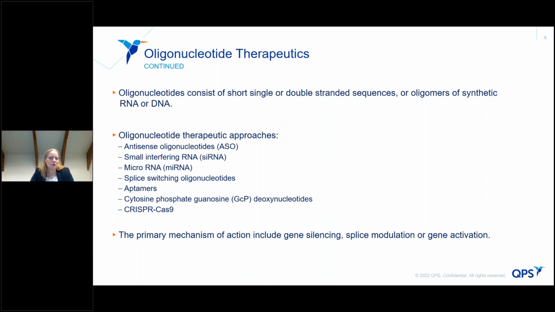There are various oligonucleotide therapeutic approaches available to quantify the oligonucleotides. One of them is the antisense oligonucleotides approach, also referred to as ASO. We also have small interfering RNAs, referred to as siRNA. Also microRNAs are used as an approach. Splice switching oligonucleotides, aptamers, and GCP desoxynucleotides, but also more recently the CRISPR-Cas9 approach. So there are a lot of different approaches, and the primary mode of action of these oligonucleotide drugs include gene silencing, splice modulation, or gene activation.